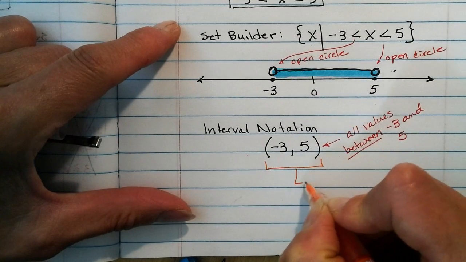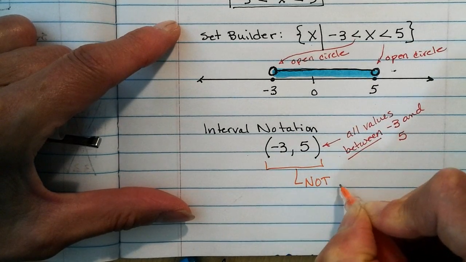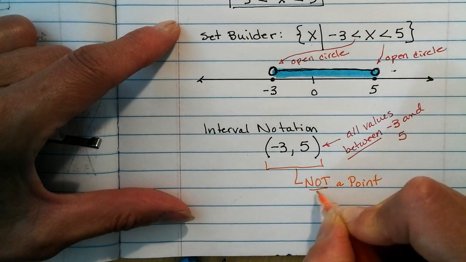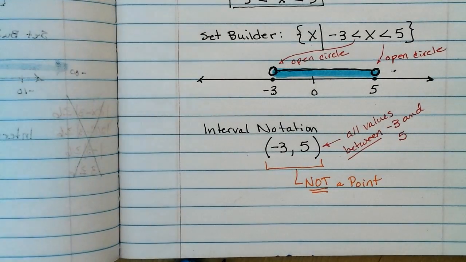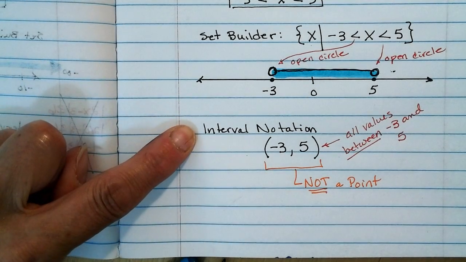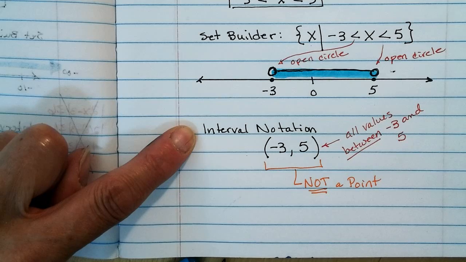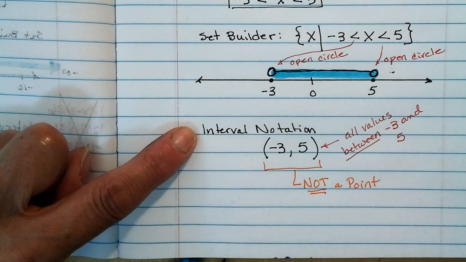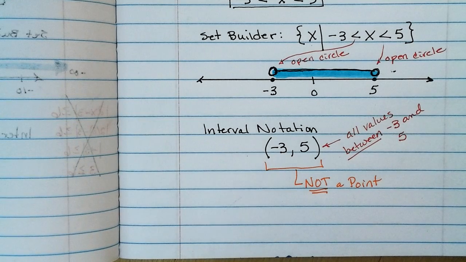This here is not a point. And so how do you know whether it's a point or not? You know by context. I'm talking about the interval notation. I'm not asking you for the coordinate or the point or the answer. I'm asking for the interval notation. So you have to look at the context of the situation.